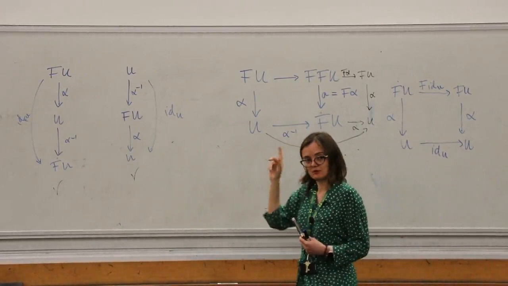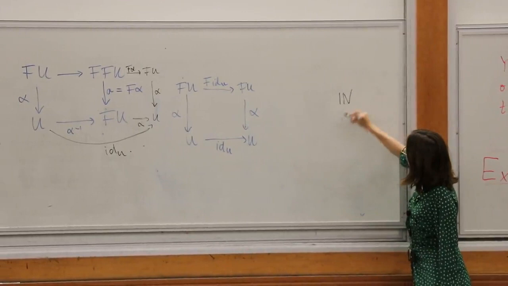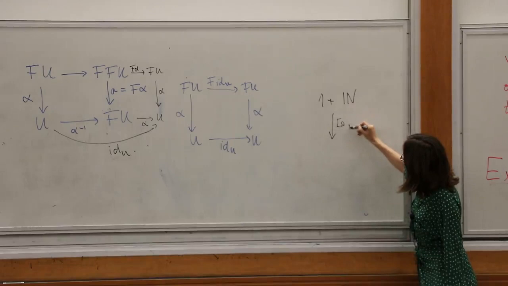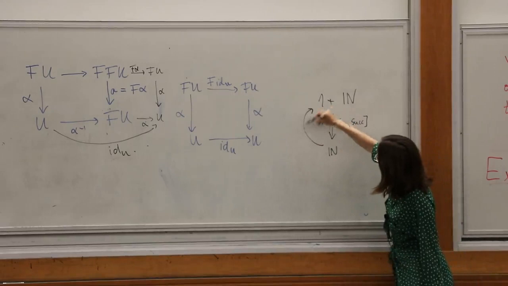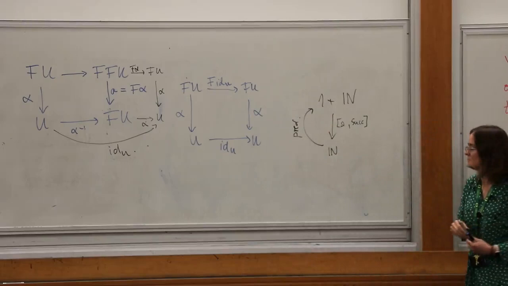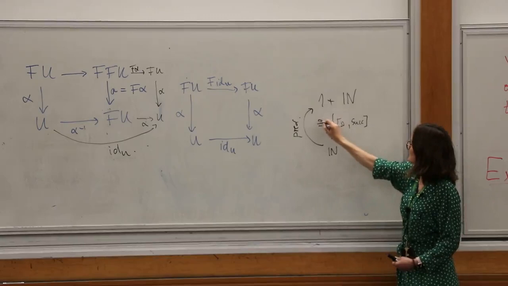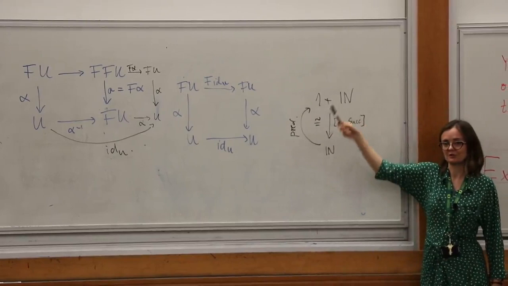And that goes back to a remark I made some time ago, that if you take the natural numbers with the zero and successor maps we looked at before, and if you go back with predecessor, the reason why these maps are there is because the natural numbers are an initial algebra, and this is a witness of that isomorphism.